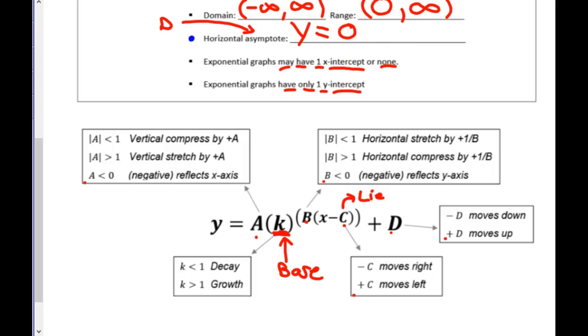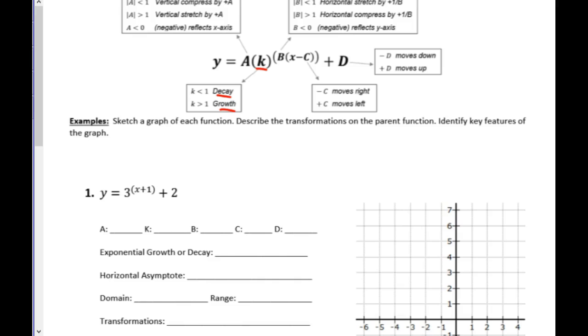So that's new. What does K tell us? Growth or decay. If K is less than 1, like 0.5 or 1/3, well, that's decay. If it's greater than 1, like any number greater than 1, that'll be growth. So we're going to use that on the back. Let's do two examples together. Go ahead and flip that page.